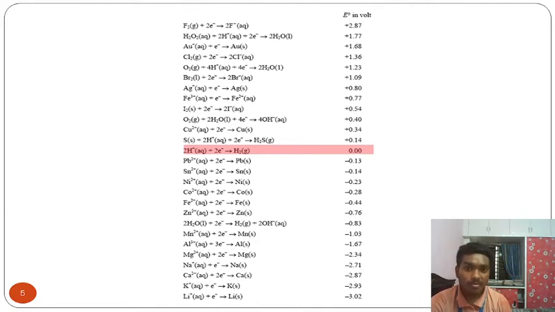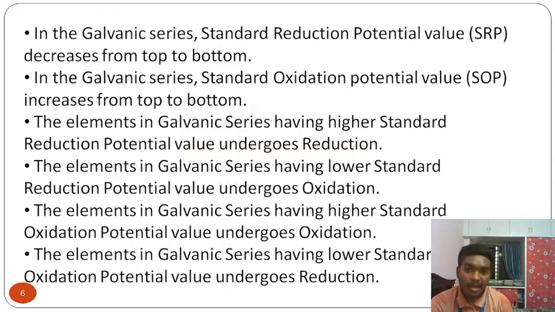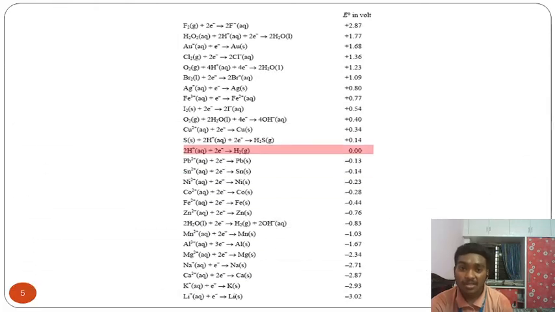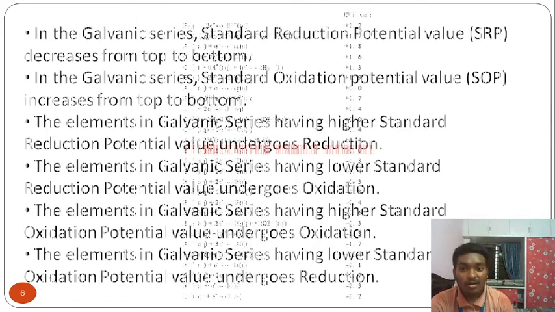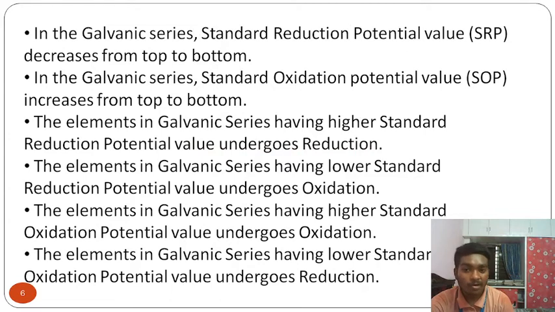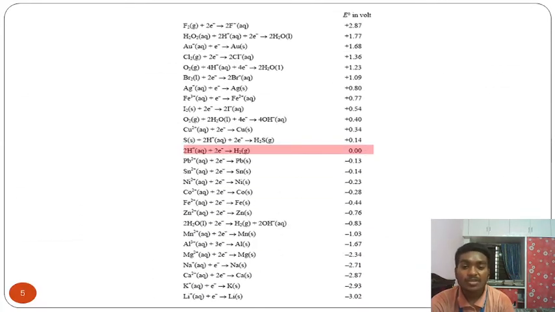From fluorine to lithium, the electric potential values decrease from top to bottom. Fluorine is a good oxidizing agent. It reduces at a faster rate. In the galvanic series, the standard reduction potential value decreases from top to bottom, from fluorine to lithium. The standard oxidation potential value increases from top to bottom. When the standard reduction potential value decreases, the standard oxidation potential value is opposite, so it increases.